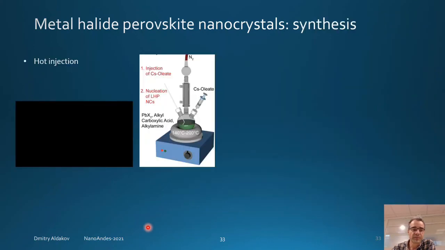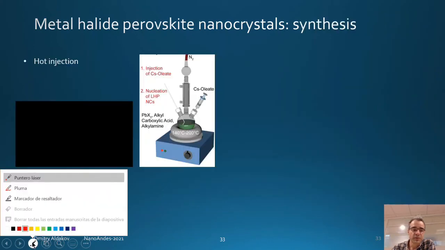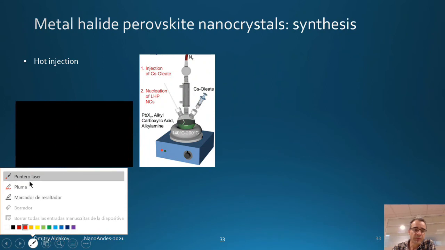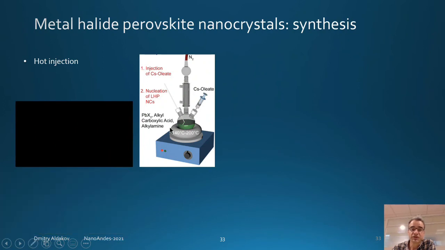So how can we synthesize it? First of all, there is hot injection. It's the same old method. You use some lead salts in non-coordinating solvents, which you heat, and you inject cesium oleate under nitrogen flow, and you get this reaction. As I mentioned, it's ionic, so it's very fast. It's easy to fabricate, and you get it in several seconds.